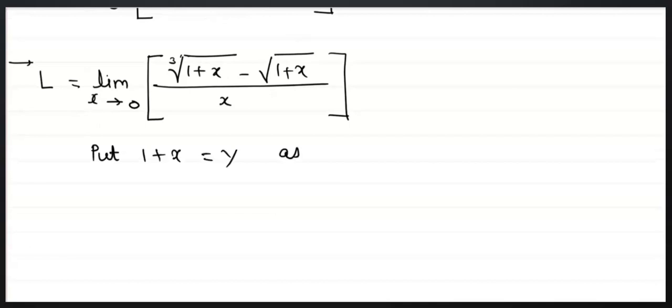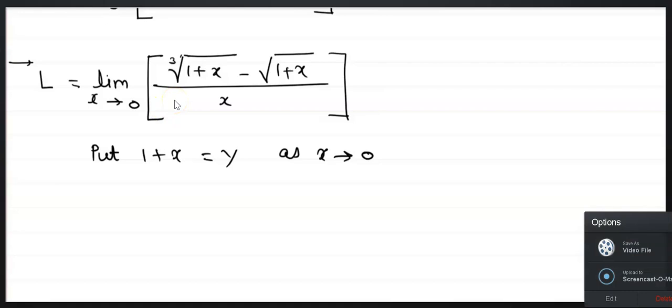Put here 1 plus x is equals to y. This is our substitution. Then you will ask how we are taking this substitution. Whatever is here, we will take that substitution, that is, 1 plus x is equals to y. As x tends to 0, then y tends to 1. That is, put here x is equals to 0. Therefore, y tends to 1.